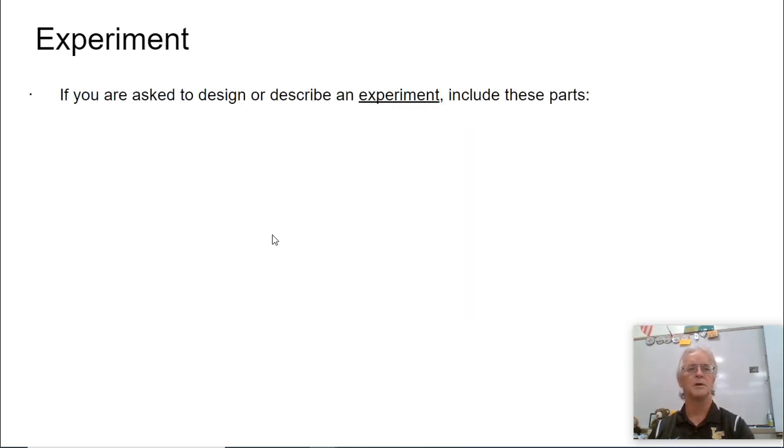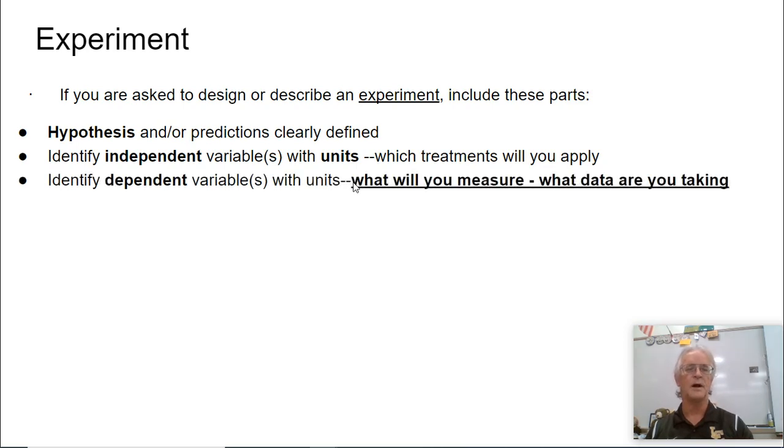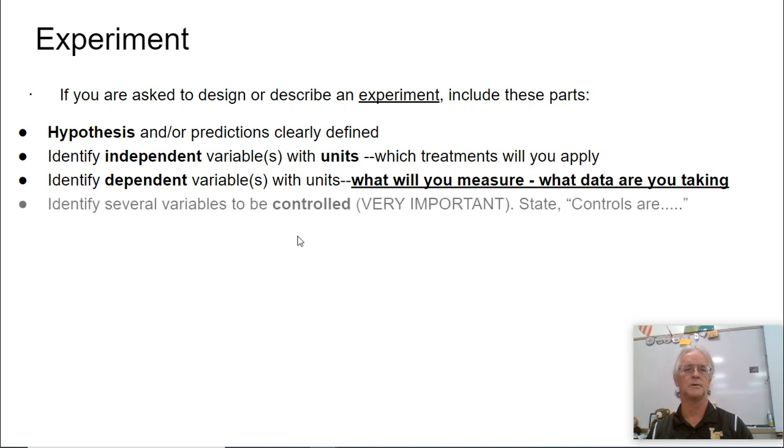In an experiment, if you are asked to design or describe an experiment, include these parts: the hypothesis and/or predictions clearly defined. Identify the independent variables with units, such as the treatments you will apply. For example, a typical one is how many years. Years determines whether there's growth or decay or whatever. Identify the dependent variable with units. What will you measure? What data are you taking that is dependent on the independent variable?